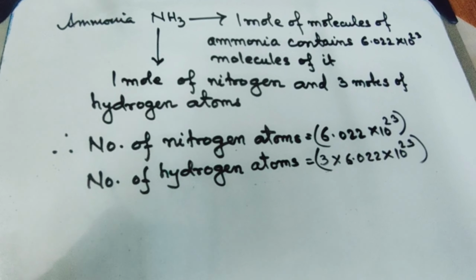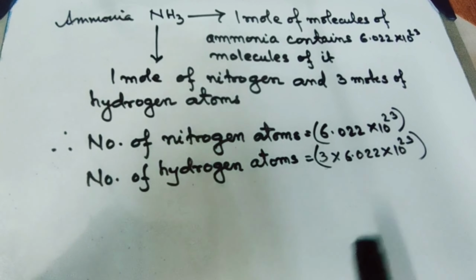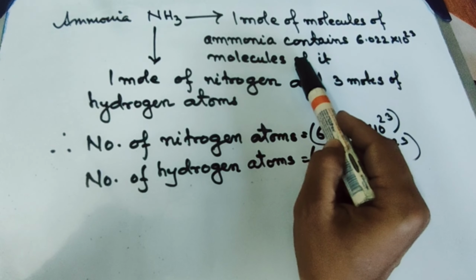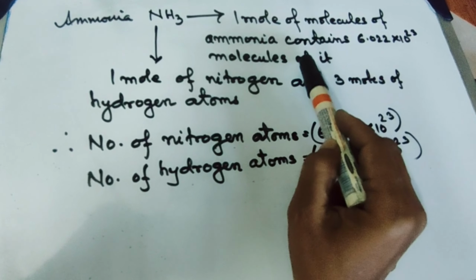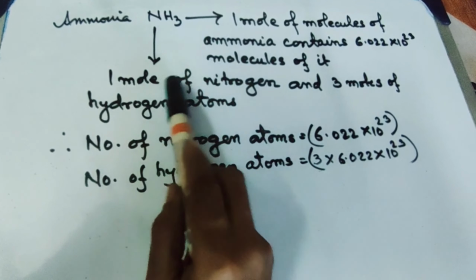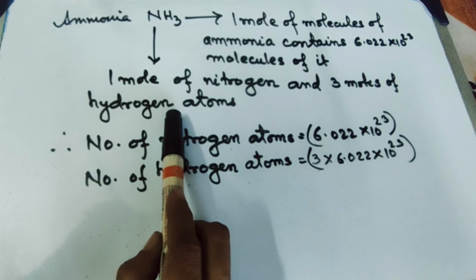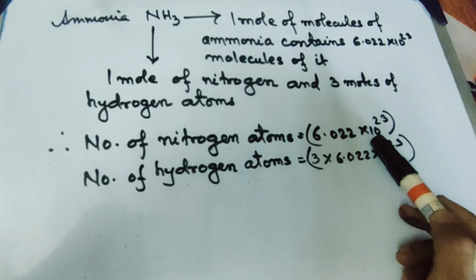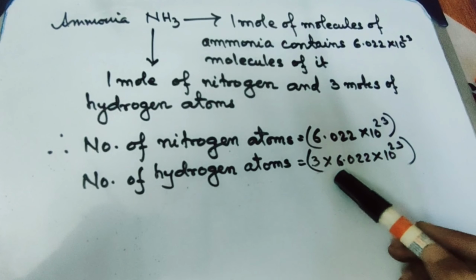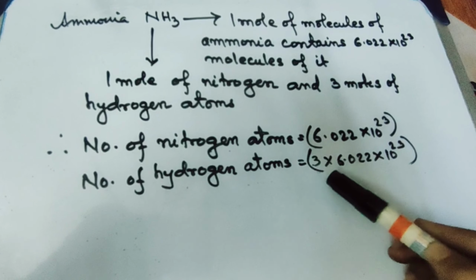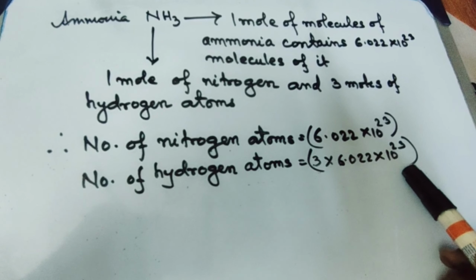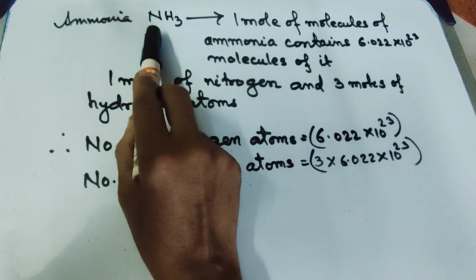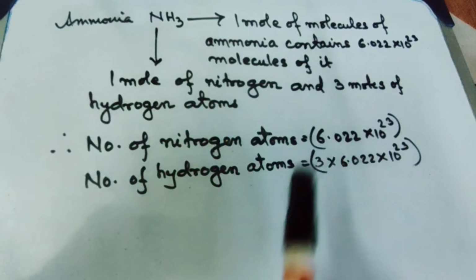To understand a little better, the chemical formula of ammonia is NH3. If we talk about 1 mole of molecules of ammonia, then it has Avogadro number of molecules, 6.022 into 10 to the power of 23. Similarly, 1 mole of molecules of ammonia is made up of 1 mole of nitrogen and 3 moles of hydrogen atoms. So the number of nitrogen atoms is equal to 1 mole, 6.022 into 10 to the power of 23, and 3 moles of hydrogen atoms, so 3 into 6.022 into 10 to the power of 23. So 1 mole of molecule of ammonia will contain 1 mole of nitrogen atom and 3 moles of hydrogen atom.